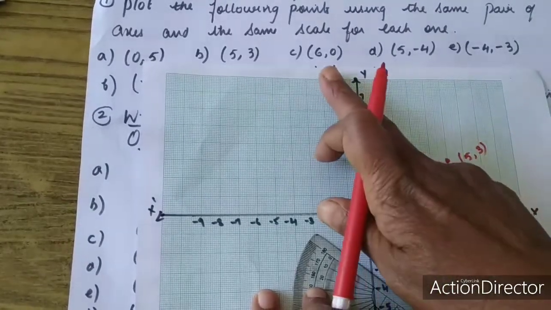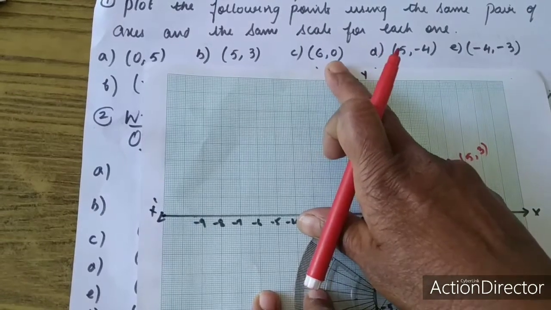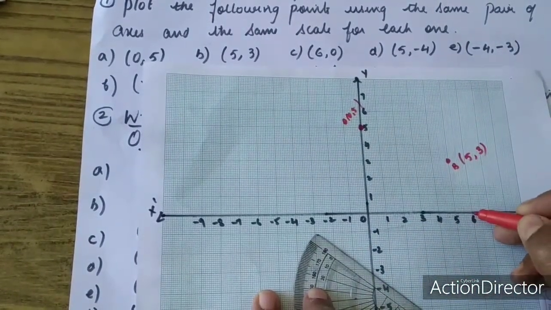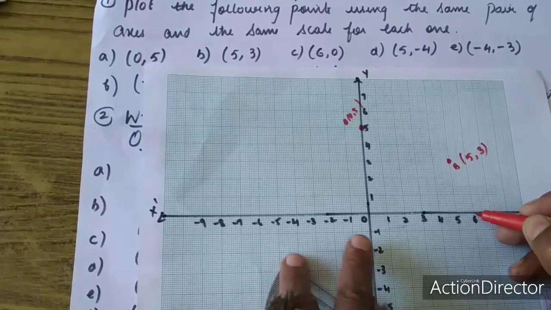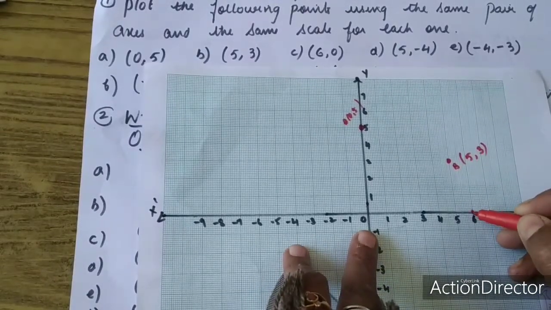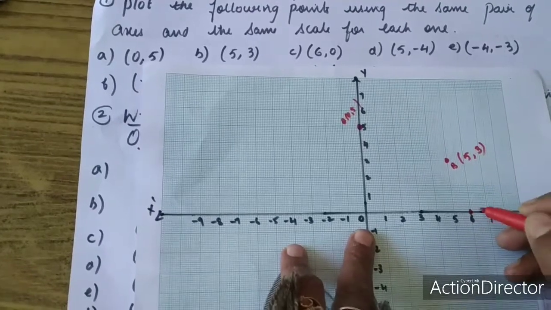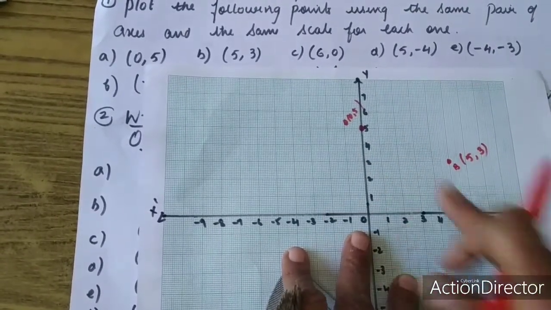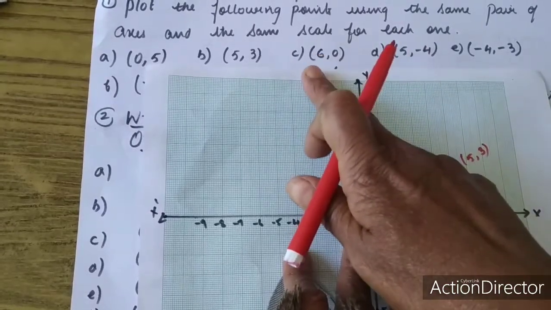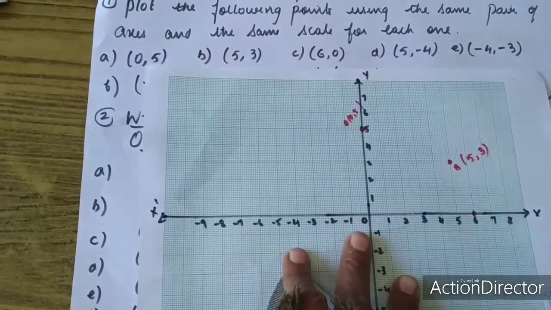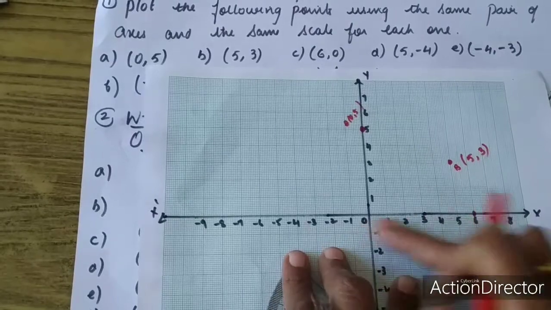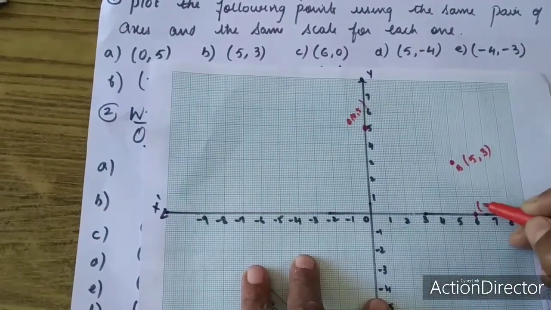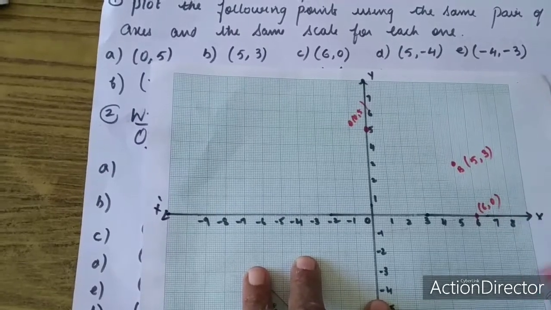Next one is 6, 0. Here 6 is on the x-axis and y is 0. So, this will be the intersection. If one coordinate is 0, it will always be on the axis. It will not be on the plane. If any one coordinate, that is if x is 0 or y is 0, it will always be on the axis line. This is the x-axis line and this is the y-axis line. So, this is the point 6, 0.